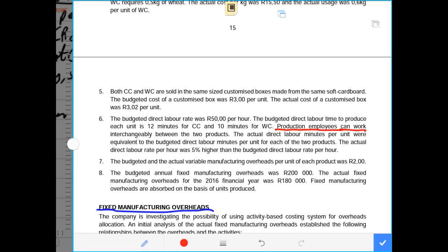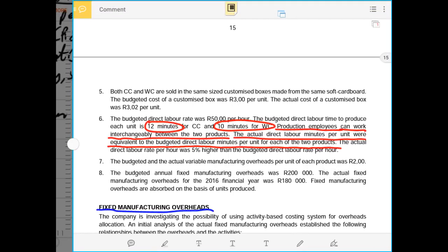Then it further says to us that the production employees can work interchangeably between the two products. The actual direct labor minutes per unit were equivalent to the budgeted direct labor minutes per unit of each of the two products. So now the time that they budgeted to manufacture a unit of each product was actually the same as budgeted.